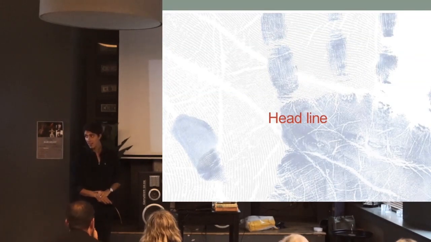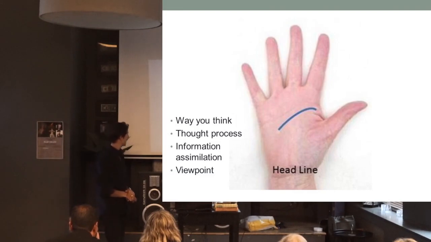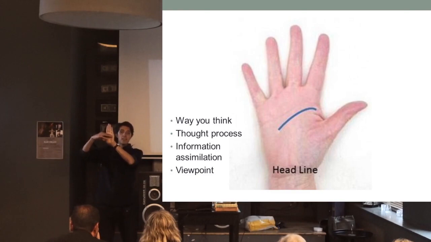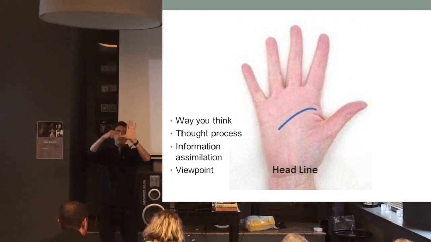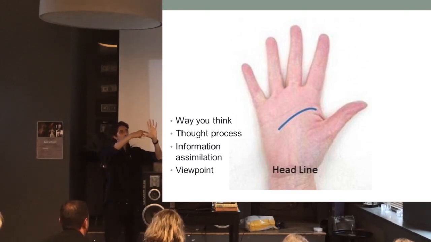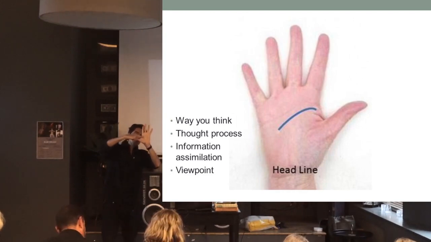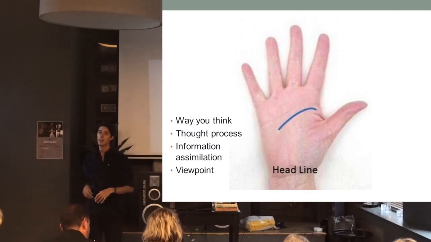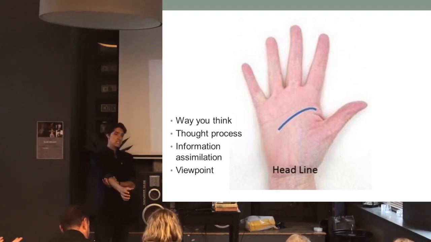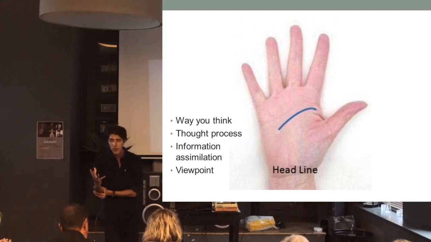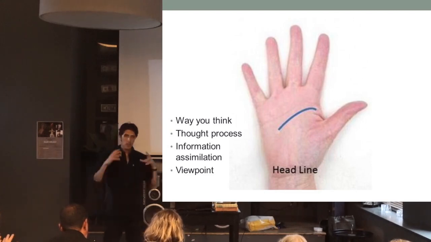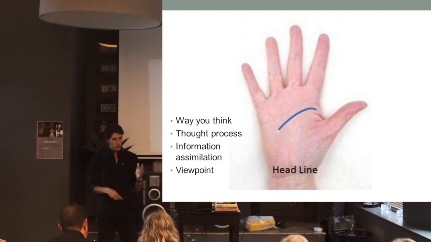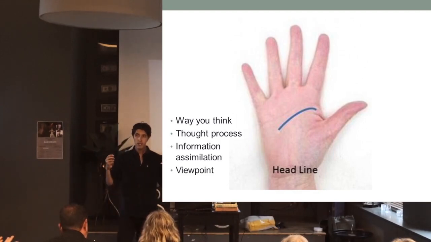Okay, moving on to the headline. So the headline is the second line underneath the emotion line. So it starts here, underneath the index finger and between the thumb, and then travels out across the hand that way. Huge amounts of variations in headlines, of course. So what the headline shows is how we process information, how we think, how we perceive the world. It's kind of like your mental computer. It's your processing power. The way you think, your thought processes, and your information assimilation.